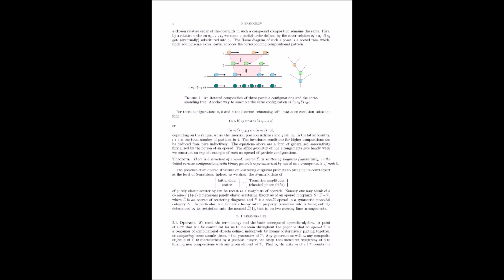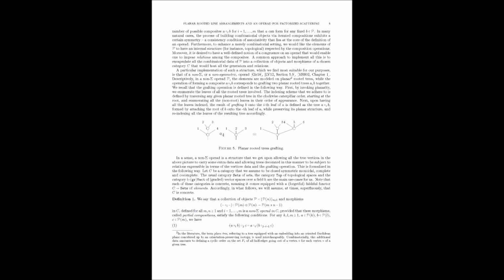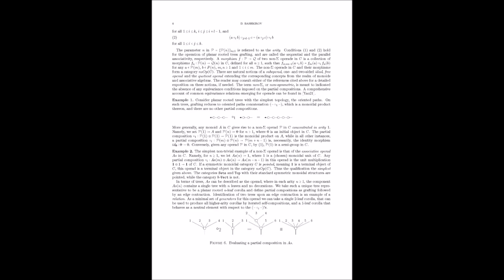The key feature of As is that all its partial compositions are equivalent. It doesn't matter which leaf we attach a tree onto, the result is always the same. This property is reflected in the condition (a ∘_i b) ∘_j c = a ∘_i (b ∘_j c), which holds in As. So it's like a fundamental building block for constructing more complex operads. Exactly. It captures the essence of associativity, a core concept in many areas of mathematics and physics.